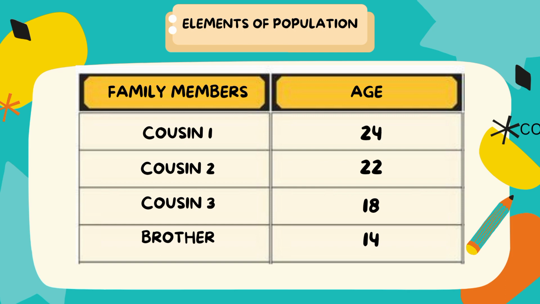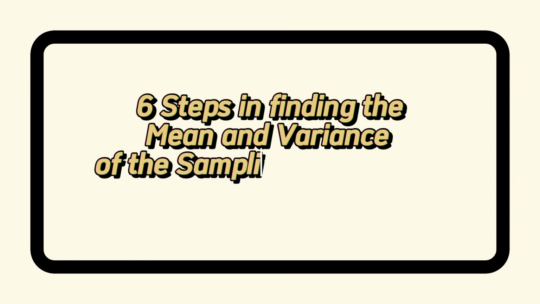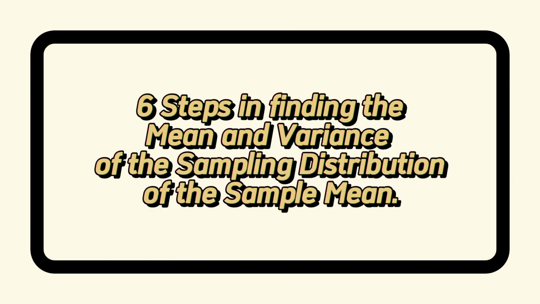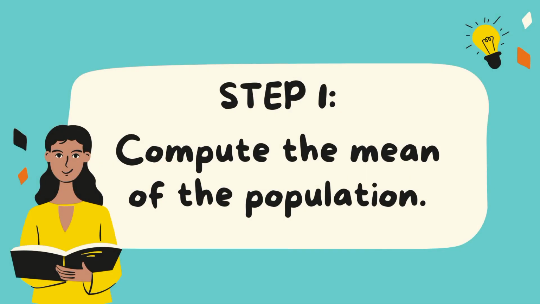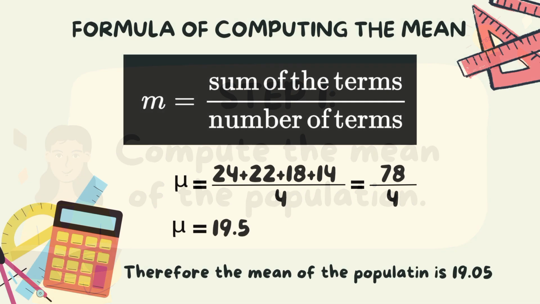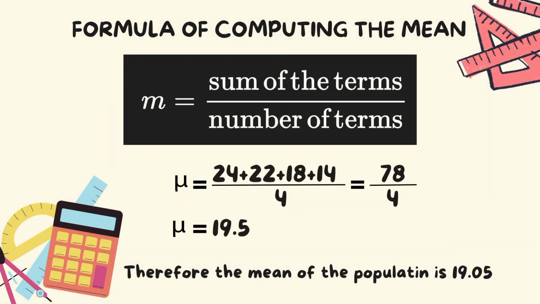Since we already have our population, we can now solve for the mean and variance of the sampling distribution of the sample mean. There are 6 steps in finding the mean and variance of the sampling distribution of the sample mean. Step 1. Compute the mean of the population. To compute the mean of the population, we are going to use the formula: mean is equal to the summation of the population over the number of elements.